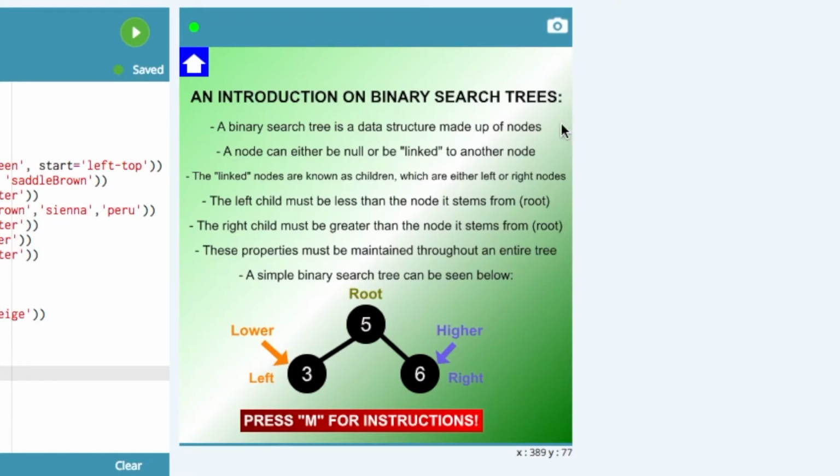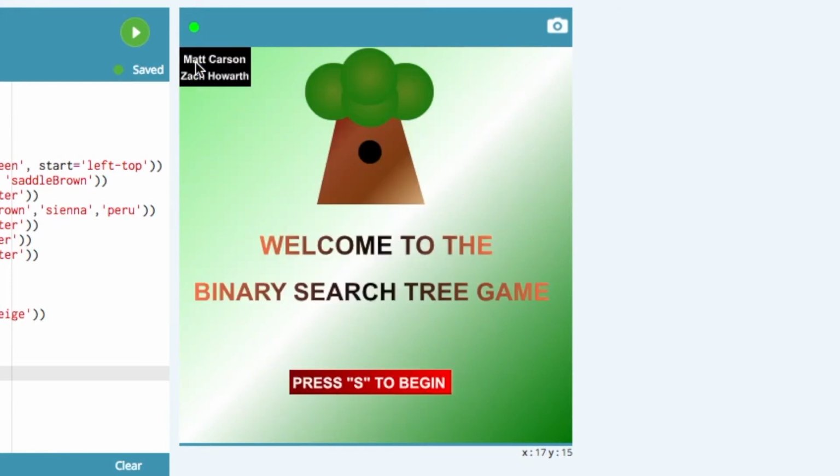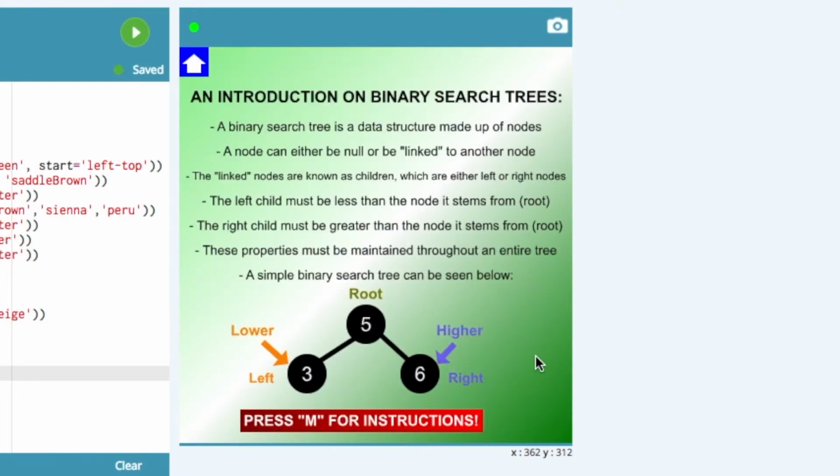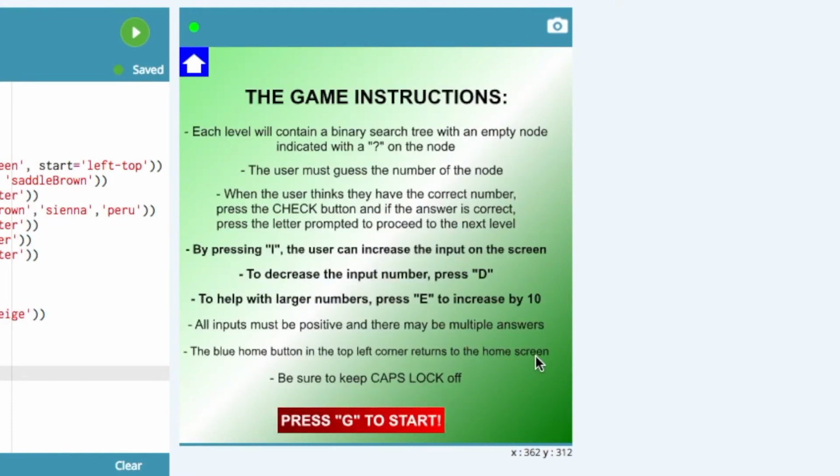The first page is an introduction on binary search trees, which teaches the user what a binary search tree actually is so they can complete the game and learn this new topic. Now in the left-hand corner, I fitted a home button that can take the user home to the first page at any point in the game. Okay, now we'll go on to the actual game itself.